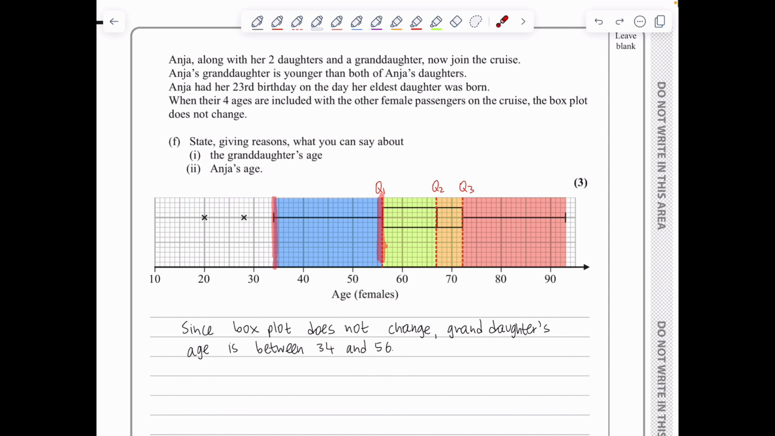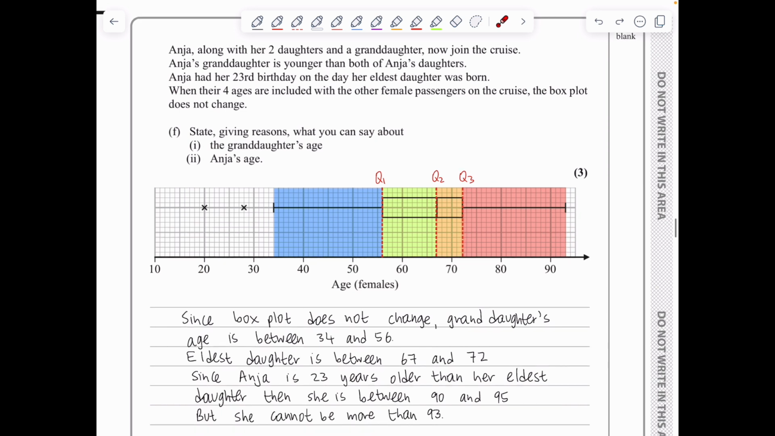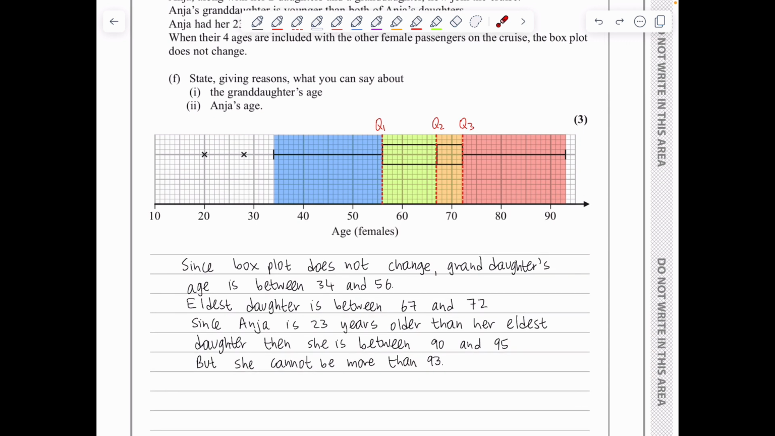Now, the eldest daughter must be between Q2 and Q3, so the eldest daughter is between 67 and 72. And taking into account the fact that Anja is 23 years older than her eldest daughter, this means that Anja must be between 90 and 95. However, Anja is certainly within the red region here. She's between the 72 and the 93, so she cannot be 95. So since she cannot be more than 93, then we can easily conclude that she's between 90 and 93.